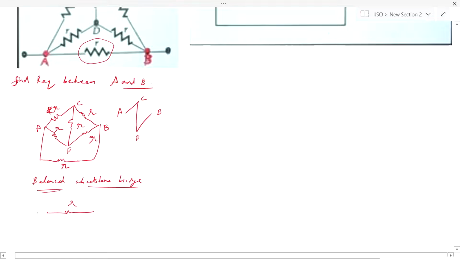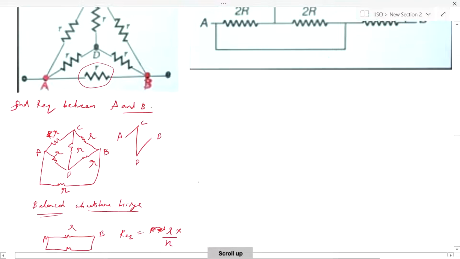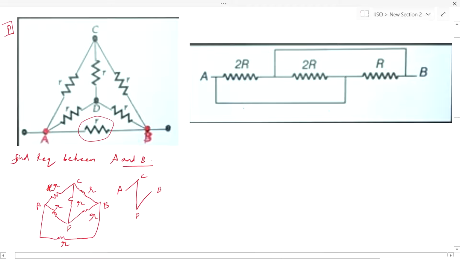Between A and B, there will be one more resistance R which is in parallel. So the R equivalent will be R by N. So if two equal resistances are there, the answer is R by N. So R by 2. Okay, fine. So we'll just write on this one.